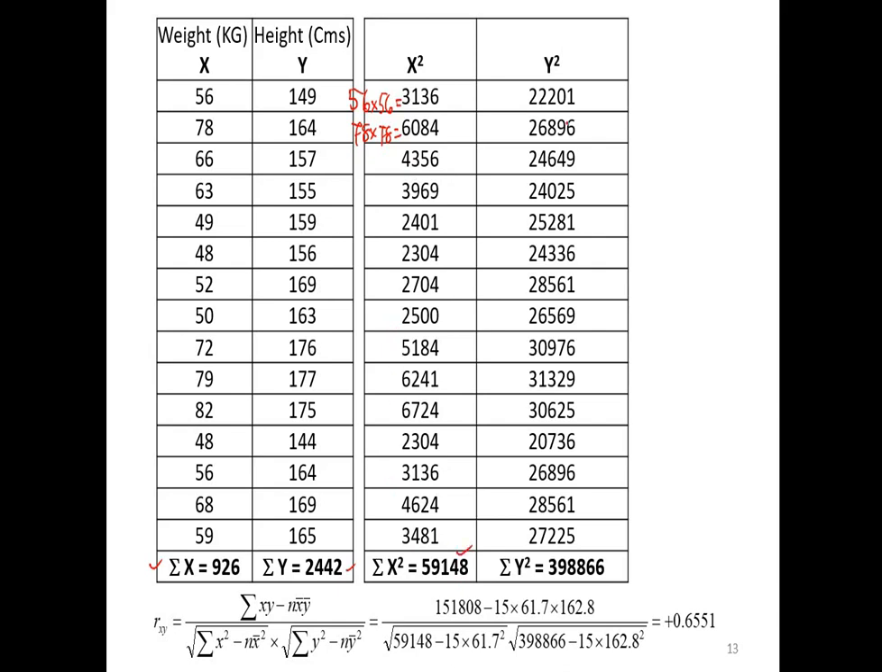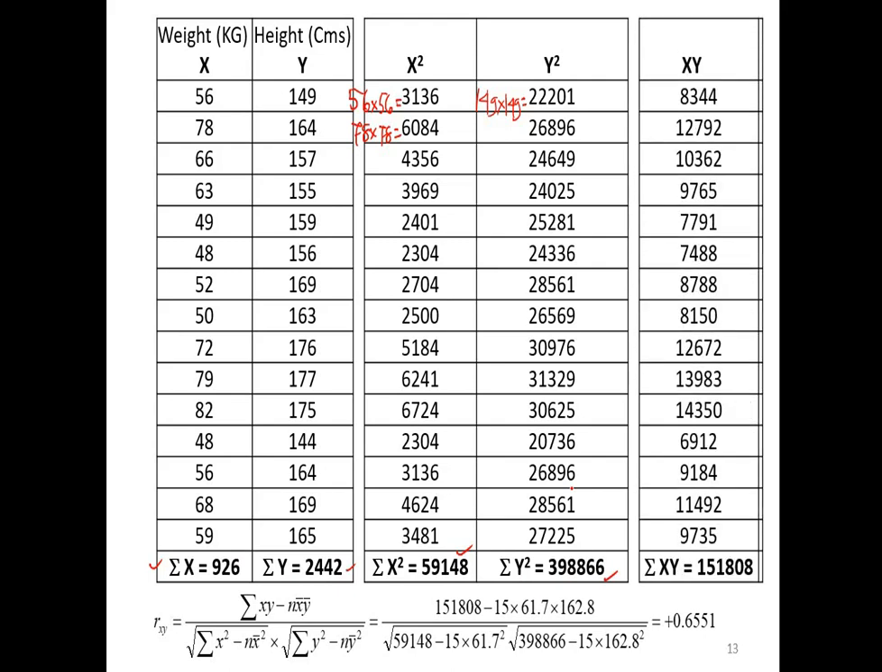And we get 59,140. Similarly, we have the value of y. It means for y I have 149 into 149. So that is equal to 22201. This way I calculate the value of y square for the values of all the column. And then we have summation y square. So we have summation x, summation y, summation x square, summation y square. Lastly, we require another column, and that is xy.